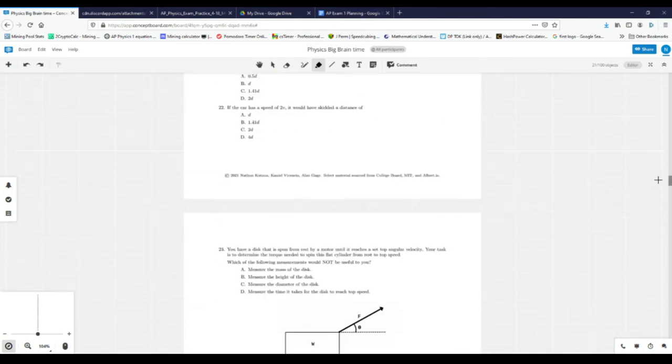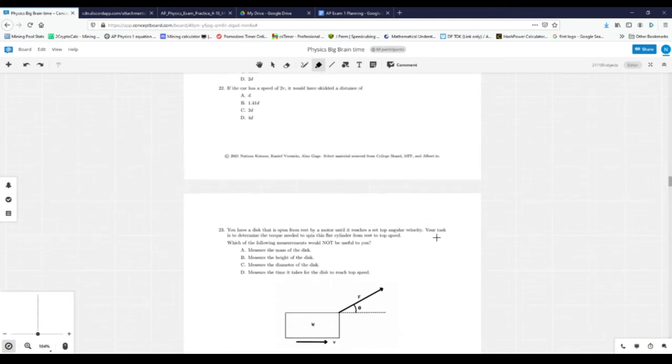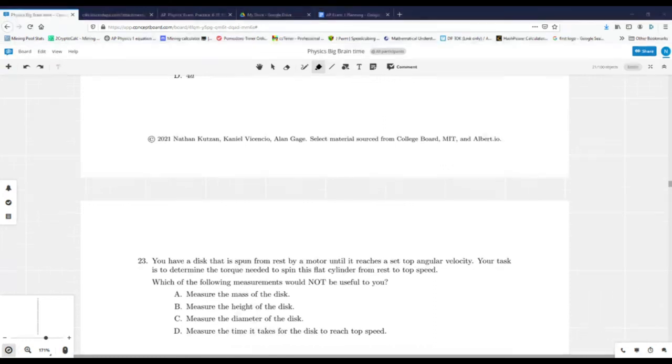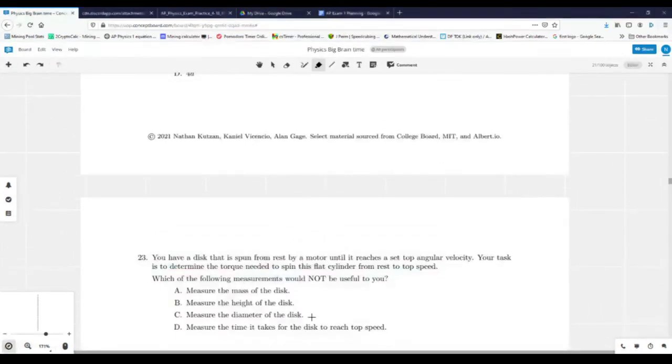Question 23 is this. Okay, yeah. All right, here we go. No graphs. Try this one. You have a disc that is spun from rest by a motor until it reaches its top angular velocity. It passes through... this is my last one. Okay, to determine the torque.